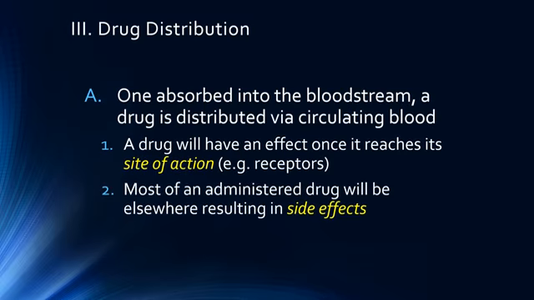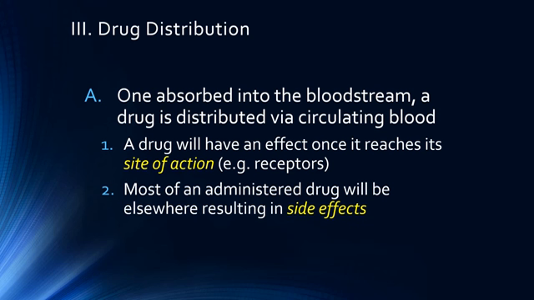So once a drug arrives into the bloodstream, so it's been absorbed through the GI tract, it's been injected, it's been absorbed through the lungs, it's distributed via circulating blood. A drug will have an effect once it reaches what we call its site of action, that is, its receptors. So we're going to focus entirely on the brain and the receptors there as the site of action for most of the drugs we're going to talk about.